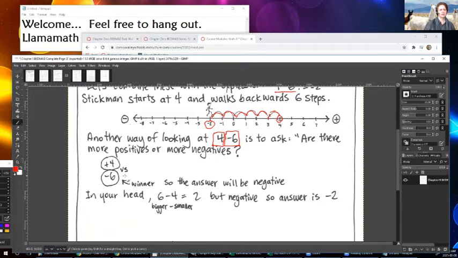Well, I have 6 negatives. So this is the winner here. So the answer is going to be negative. I have some positives. I'm taking even more negatives away. So it's going to end up in the negative direction.